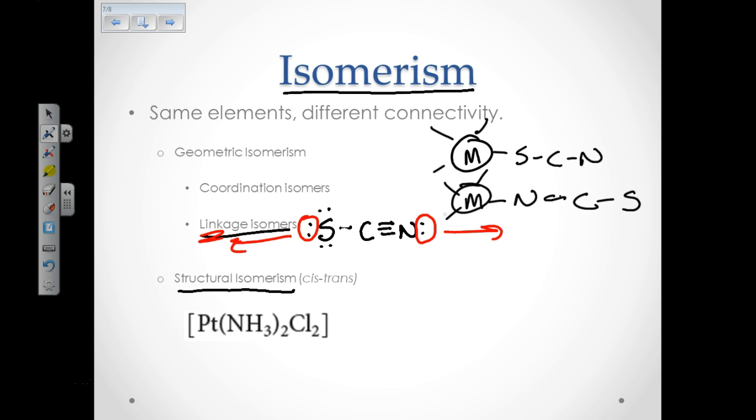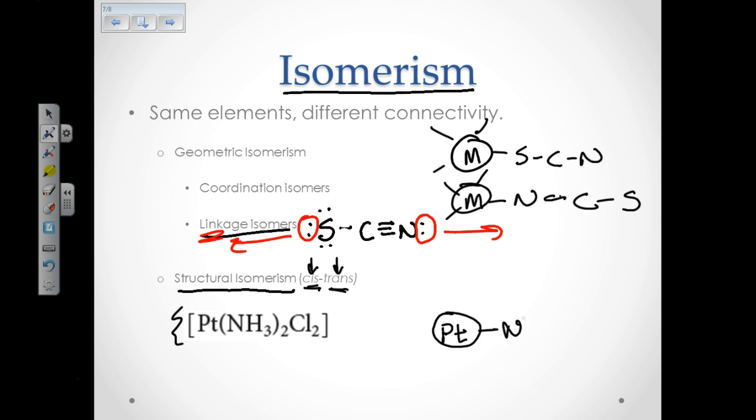Now, there's another neat kind of isomer called structural isomerism, and the only one that I want to really talk about is going to be cis and trans structural isomerism. And so you may recognize these prefixes where cis means same side and trans means across. Well, this compound, this is called cisplatin. Okay, now we have platinum in the middle.